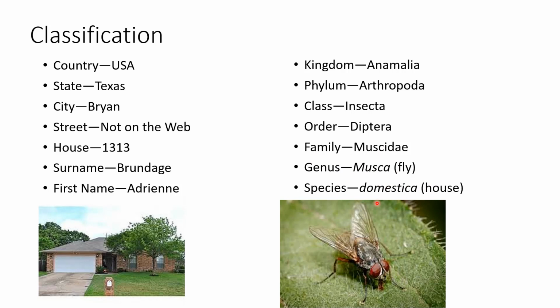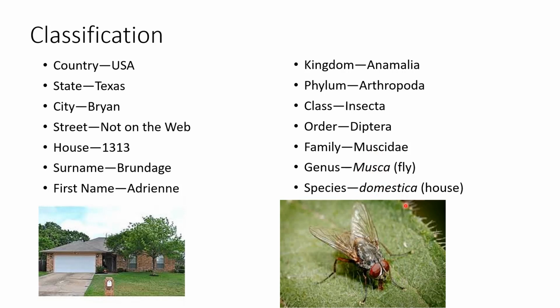So the genus and species are always italicized, or if you're trying to write this by hand, you underline it because it's really hard to make italics just by hand. But if you're, say, writing this on an exam or something like that, you write it by hand, got Musca domestica. And the genus is always capitalized, while the species is always lowercase.